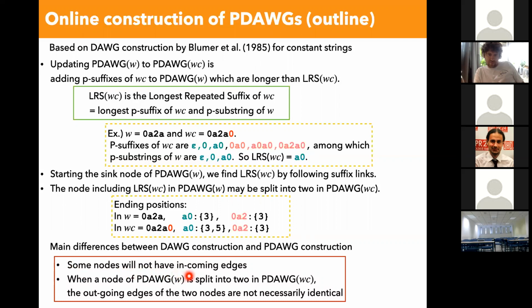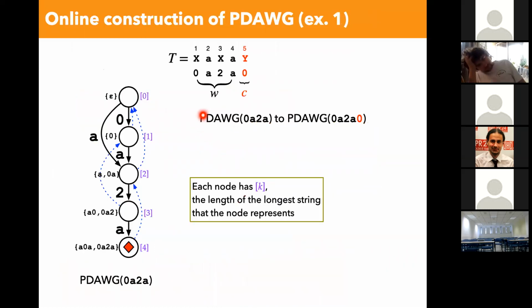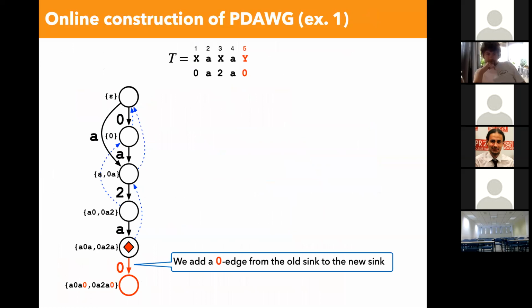First, some nodes will not get incoming edges. And second, when a node of PDWG is split into two, the outgoing edges of the two nodes are not necessarily identical. Let's see an example. Let's update this one to this one. For understandability, my slides show the sets of strings corresponding to nodes, but in the actual algorithm, it is enough to maintain the length of the longest element in each set. So first, we add a 0 edge from the old sink to the new sink. We create a new sink and then connect them by a 0 edge.